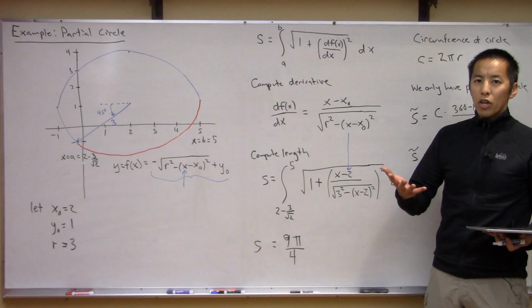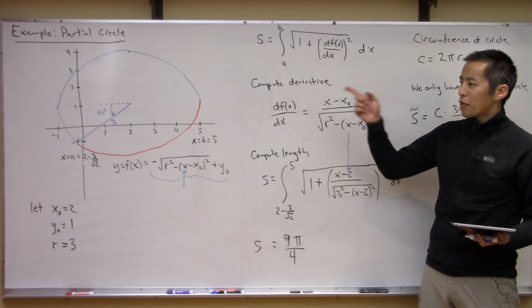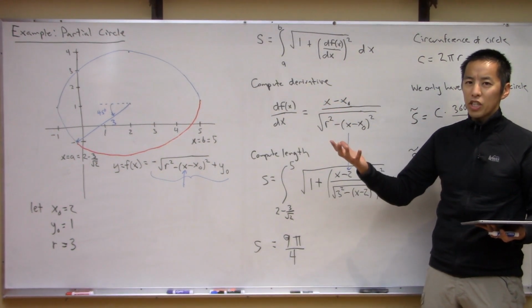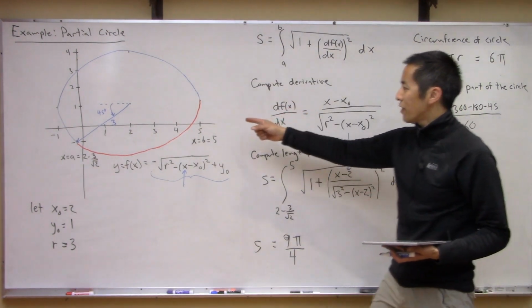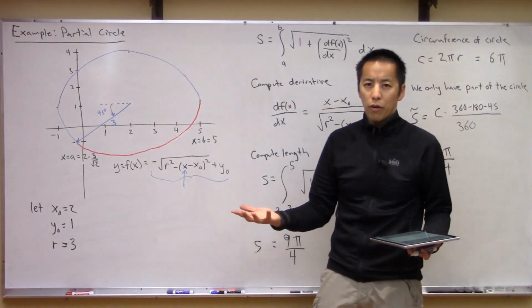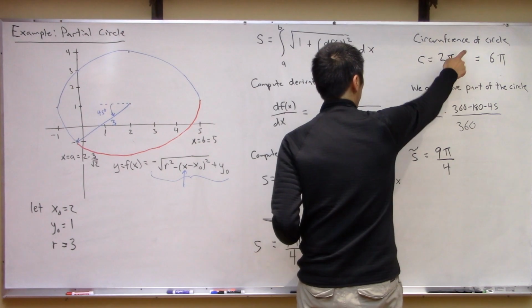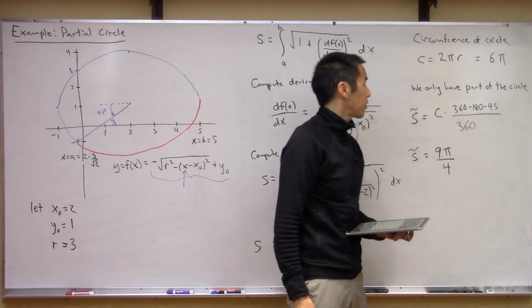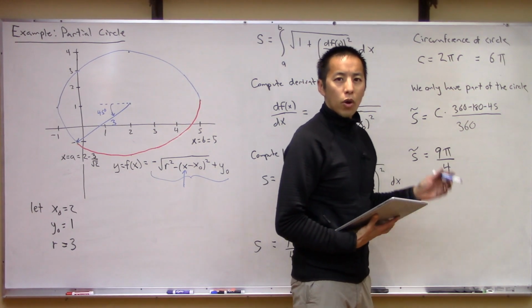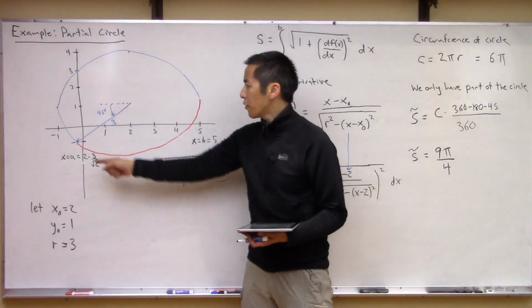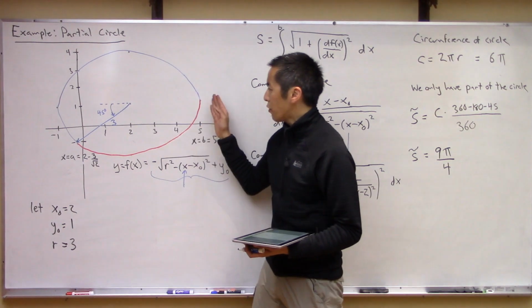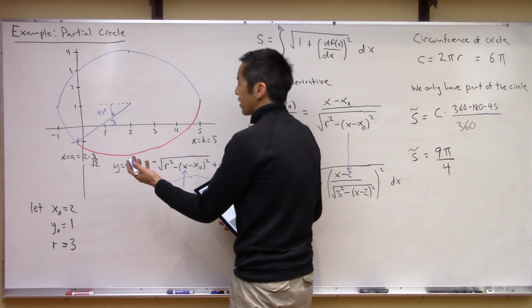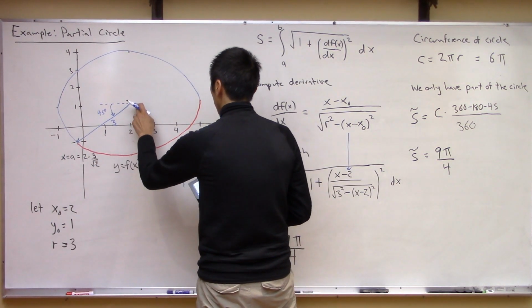Now, again, you can go ahead and say, all right, for this particular case, there is another way we can kind of check our answer, right? We know that this is a circle of radius 3, right? So I know that the circumference of a circle is just 2 pi r, or it's just 6 pi in this case, right? Now, you got to remember, we don't want the entire circumference of this.